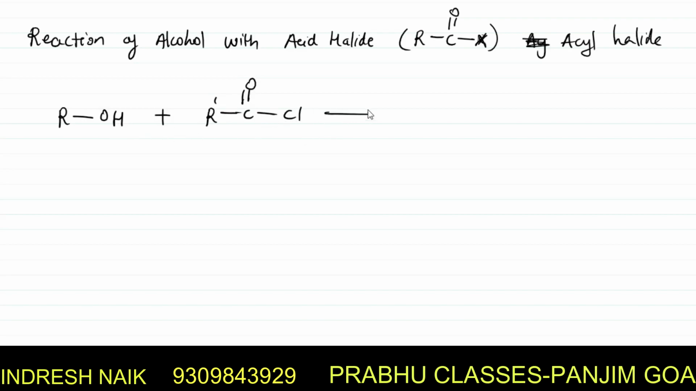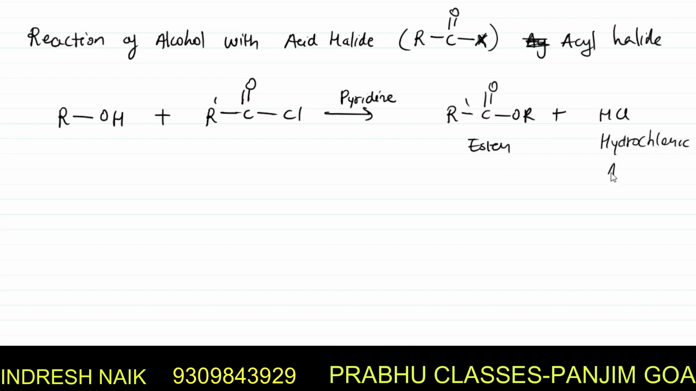What will happen over here? What would be the product in the presence of pyridine? Remember this reagent. This is pyridine. It is R dash C double bond O OR plus HCl. Right? This is an ester, and this is hydrochloric acid. Right? So this is the thing.